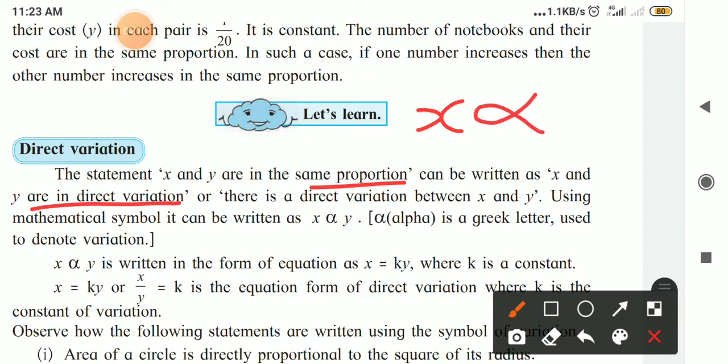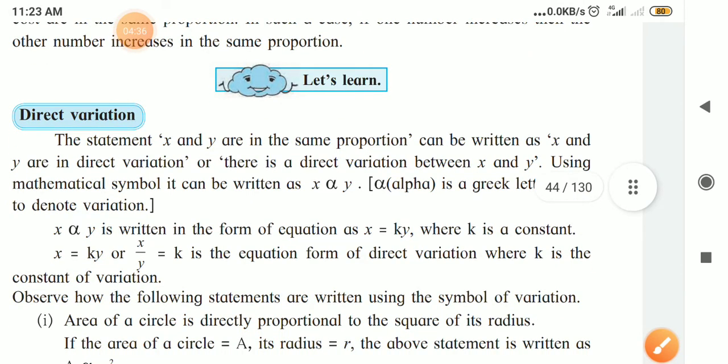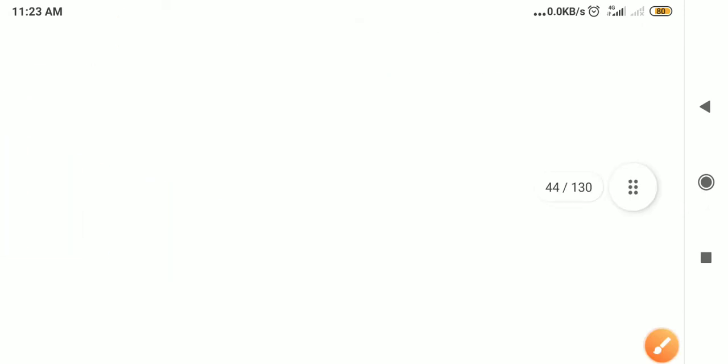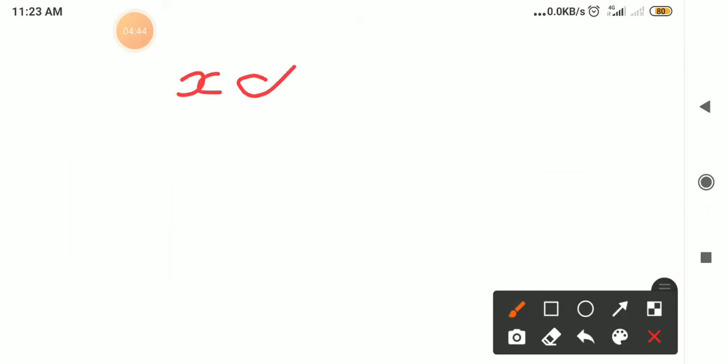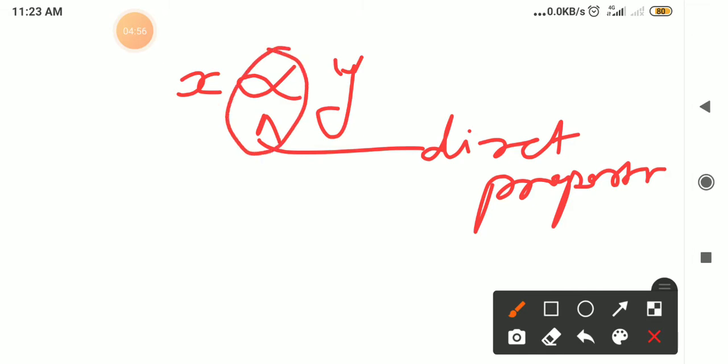We are using direct variation. If one quantity X increases, then the other also increases, then X is directly proportional to Y, and this is the sign of directly proportional. Okay, so in this way we have to solve. What we said is that if one quantity increases, then the other also increases, then we say that X is in direct proportion with Y. This sign is called direct proportion. Clear?